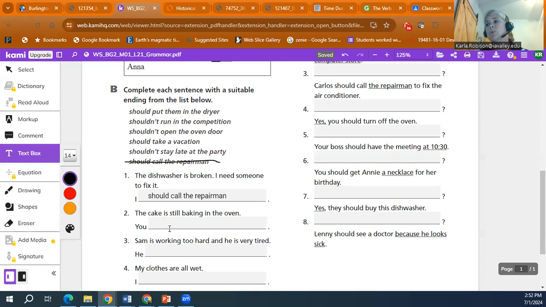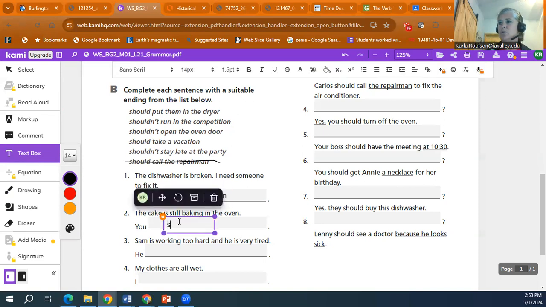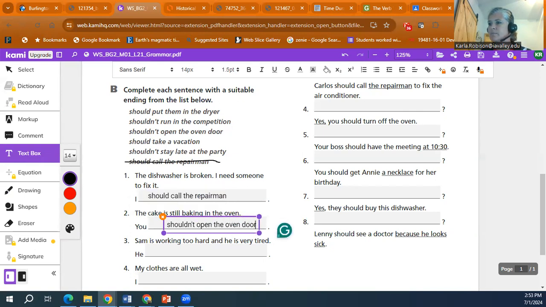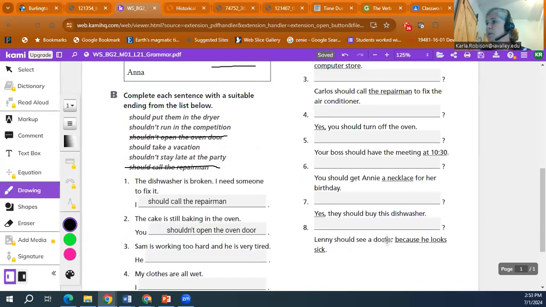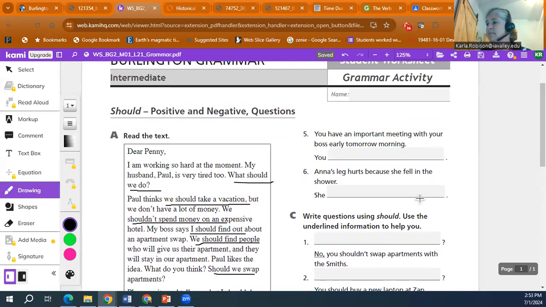So number 2, the cake is still baking in the oven. Okay, so I know that I need something about a cake or oven. That would go with this one. You shouldn't open the oven door, okay? So you shouldn't open the oven door. And again, we use this one, so we're going to cross it out, all right? So you are welcome to do the rest of those, and there's 6 of them.